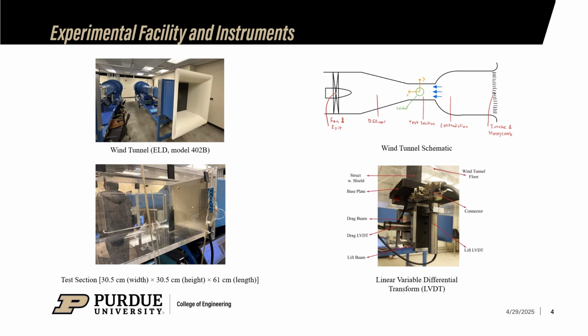This gave us enough space to place our 3D printed model inside and properly mounted without hitting the walls or the top or bottom. The main instrument used in this experiment was the linear variable differential transformer, or LVDT, and this was able to measure the displacements based on the lift and drag forces being experienced inside of the test section that were being impacted on our model.